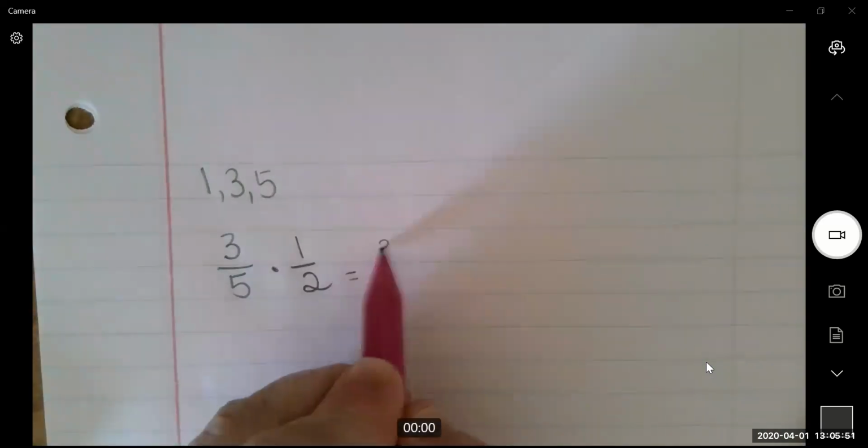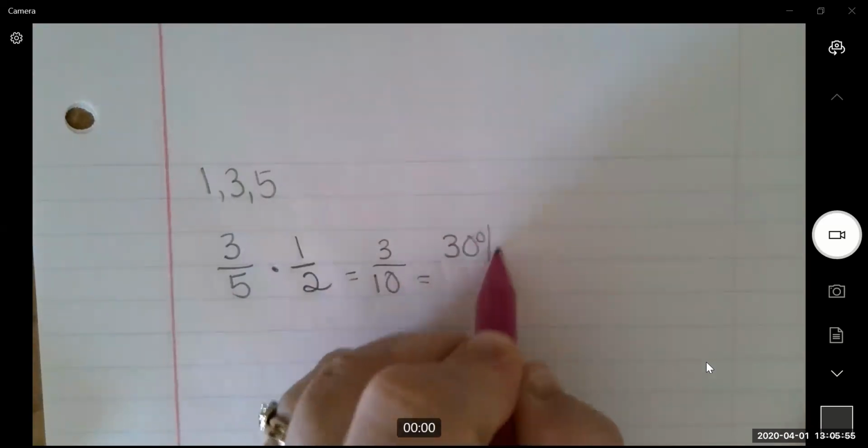So our spinner has 5 spaces on it, and a prime number on our spinner is going to be 1, 3, and 5. So 1, 3, and 5. So that means 3 out of our 5 are prime. And flipping tails, well, the coin only has 2 sides, so 1 out of 2. And when you multiply these together, you get 3 out of 10, or 30%.